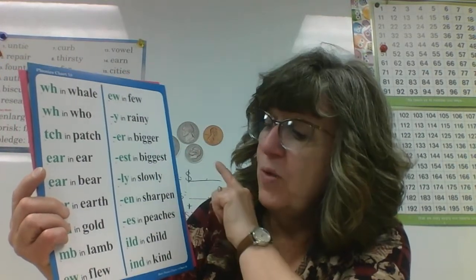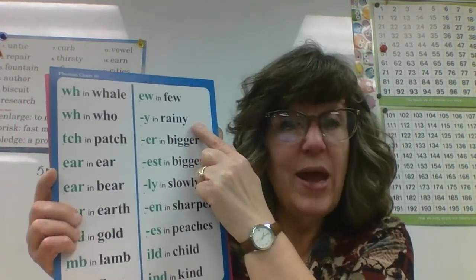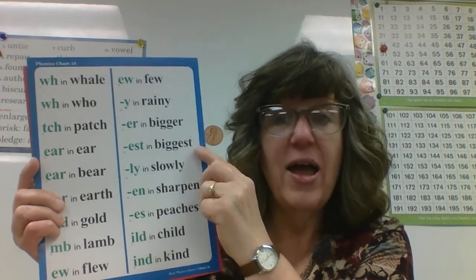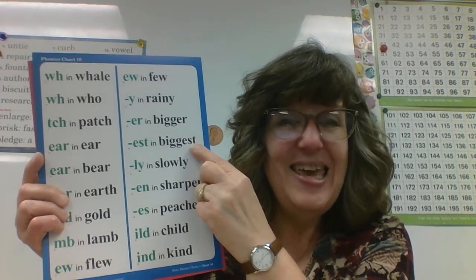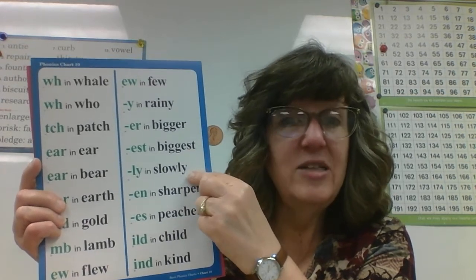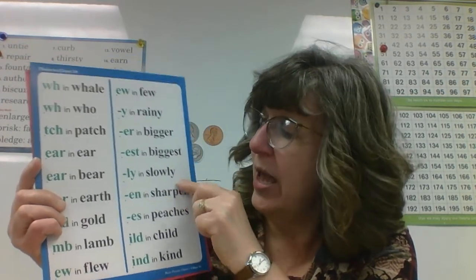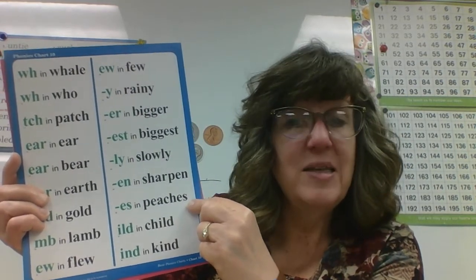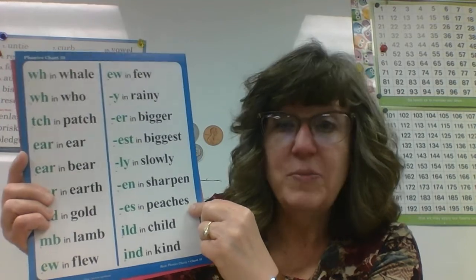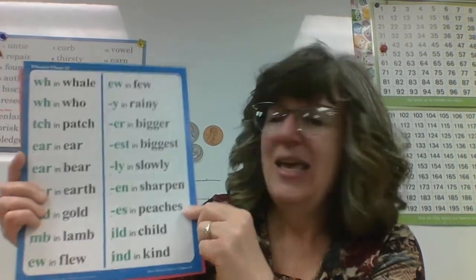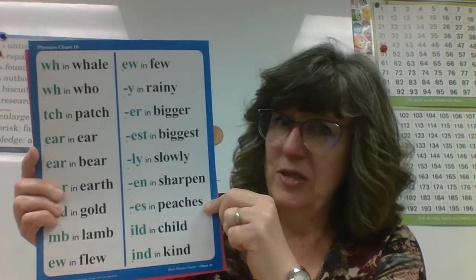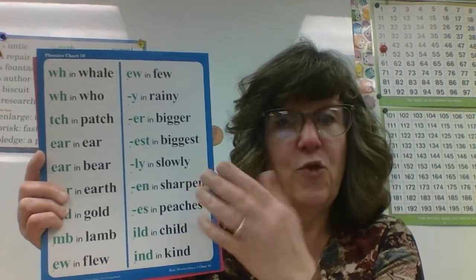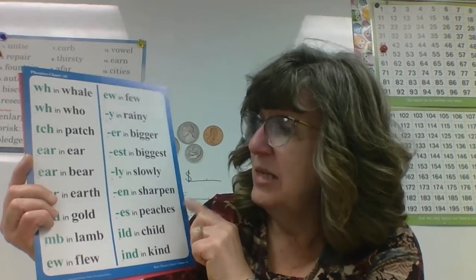All over here, we're going to start with E in rainy. E in rainy, Y. In bigger, ER. Est in biggest, EST. Lee in slowly, LY. En in sharpen, EN. As in because, as in peaches, ES. Mrs. Kraft looks at the screen and everything is backwards. It's the right way for you, but it's like a mirror for Mrs. Kraft. It's backwards. So it's as in peaches.